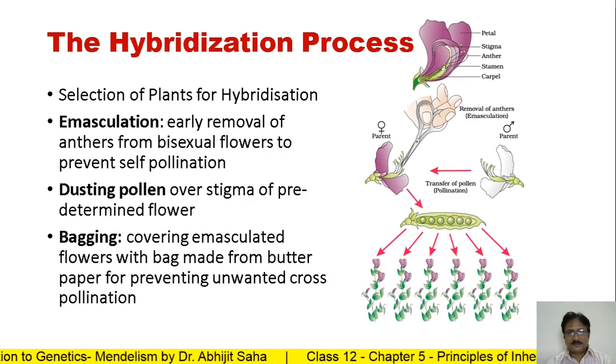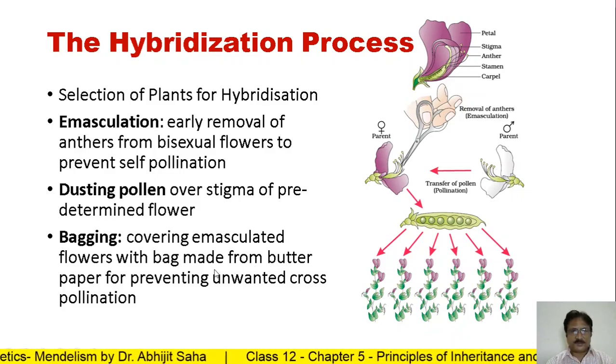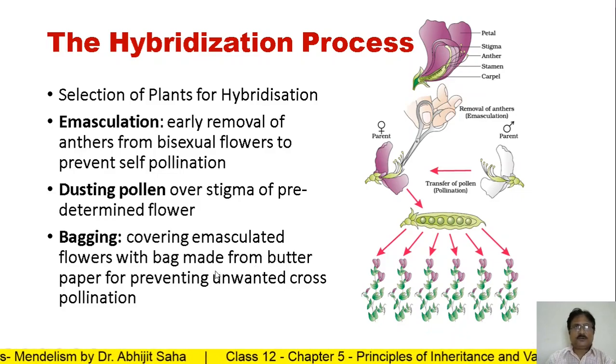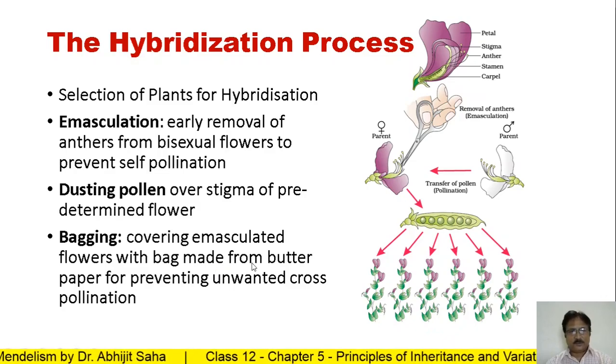After that, the flower has to be covered with a bag. The bag may be made of butter paper or some other material. This is required to prevent any unwanted cross pollination because we are conducting cross pollination or hybridization under a controlled process.